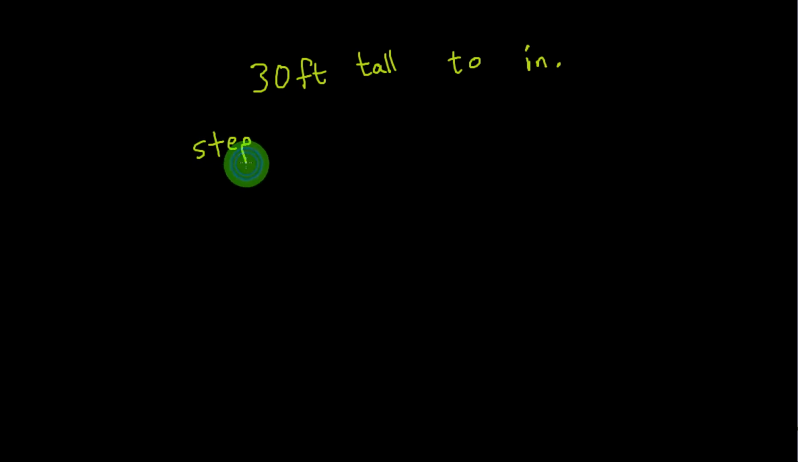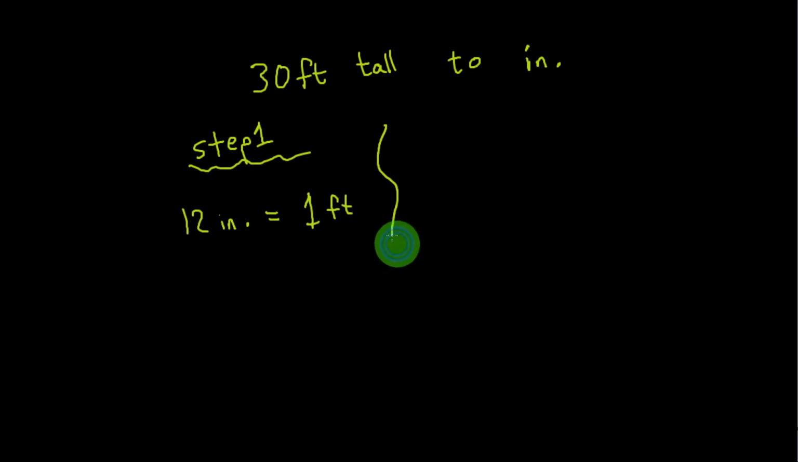Okay, in this last problem, we're told that we have a set of football goal posts, and they are 30 feet tall. We want to know how many inches this is. So we're going to convert 30 feet to inches, and we don't know how many inches they are. In step 1, all we have to do is ask ourselves, how many inches are in 1 foot? Well, I know there are 12 inches in 1 foot. Therefore, I can move straight forward to step 2.